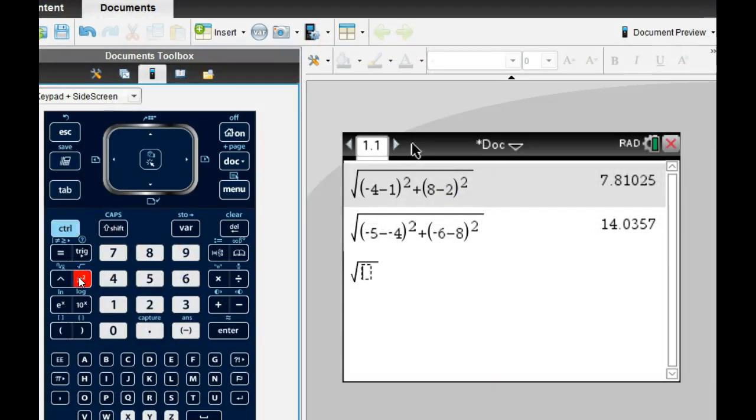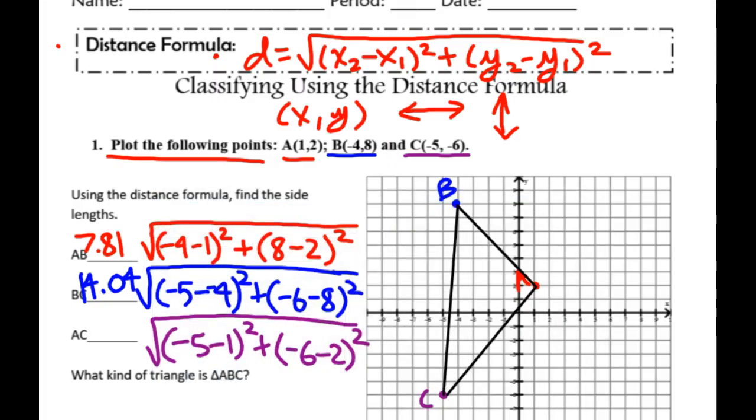So again, square root, parentheses, negative 5 minus sign 1, parentheses squared, plus, parentheses, negative 6 minus sign 2, parentheses squared. It matches what I wrote. I hit enter, and I get straight up 10. Okay, and you probably could have counted that, or potentially could have counted that.